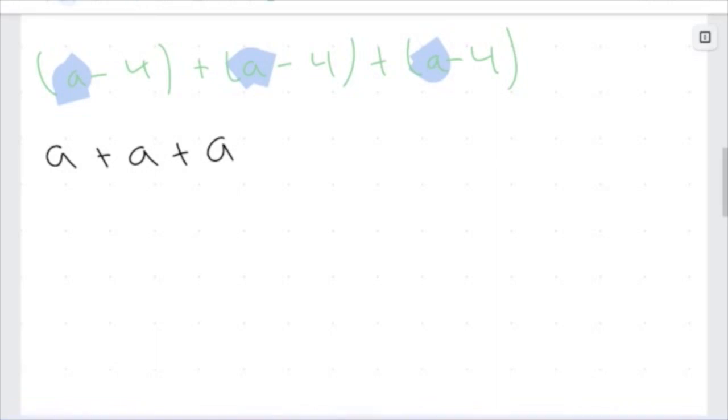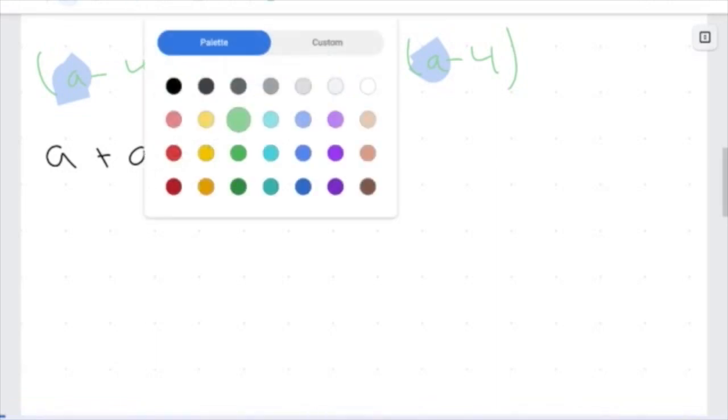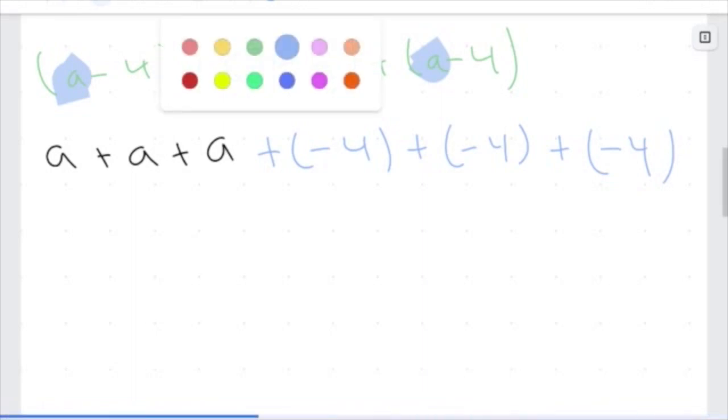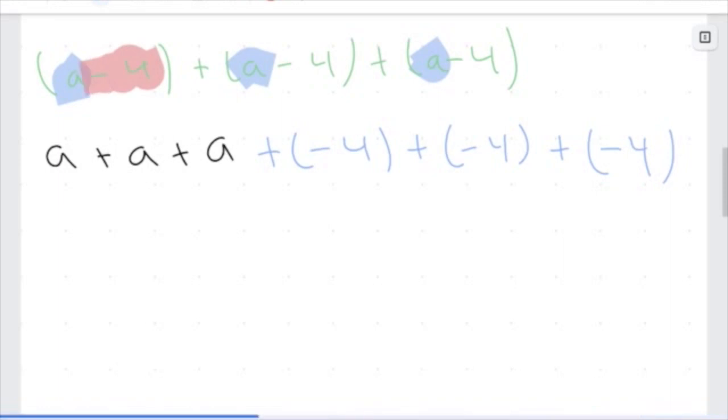Now, let's look at what I'm doing next. I'm adding minus 4 plus minus 4 plus minus 4. Would we agree? So we have 1, 2, 3 lots of minus 4.